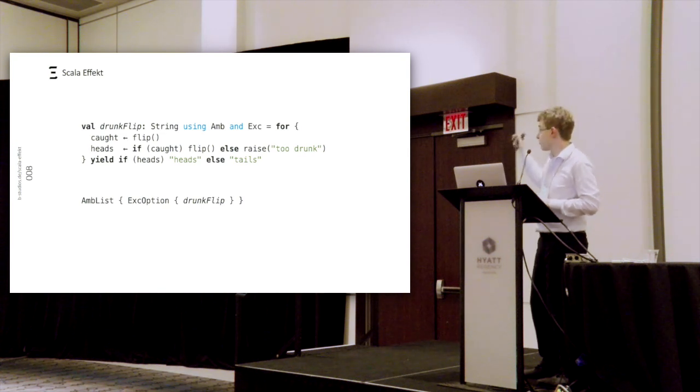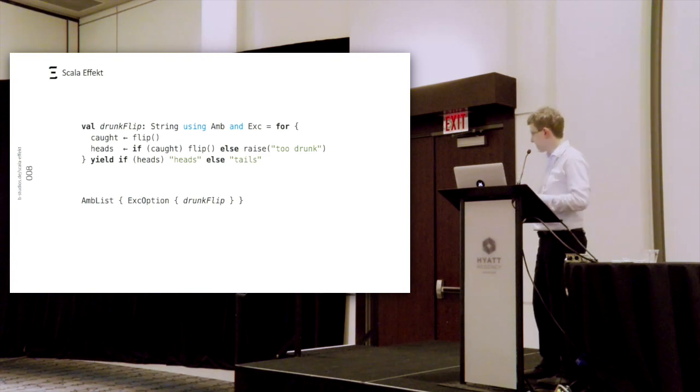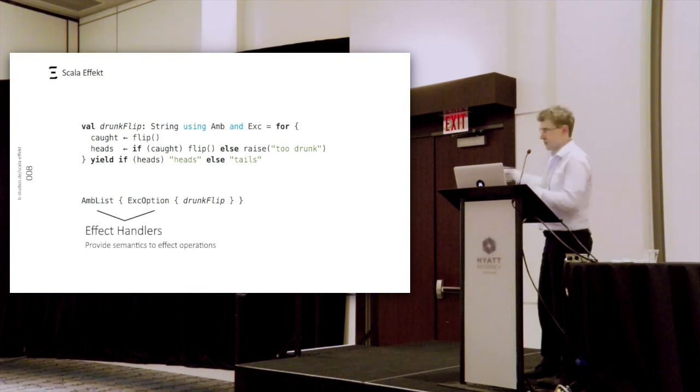And in particular, we first handle the exception effect, then the outermost handler is the Amb list handler, then we handle the Amb effect. And so these are the effect handlers.